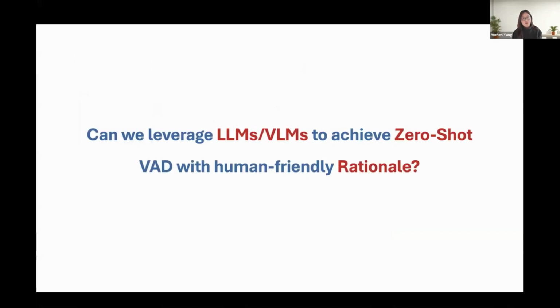So when we talk about reasoning or rationale, the natural thing to think about is LLMs or VLMs. So can we leverage LLMs or VLMs to achieve zero-shot video anomaly detection with a human-friendly rationale? This is the problem we want to explore in this paper.